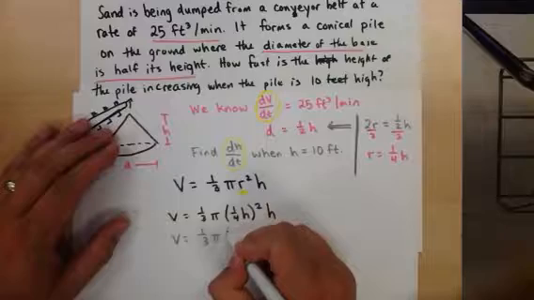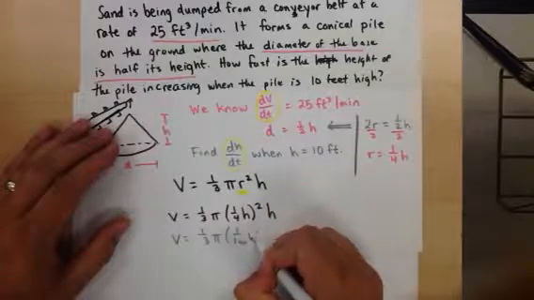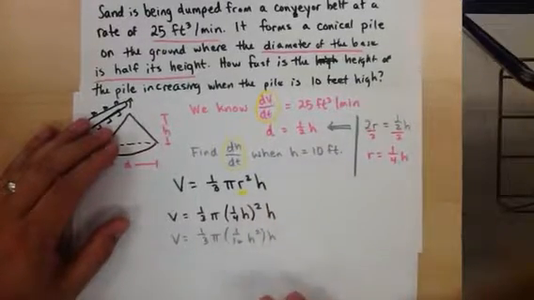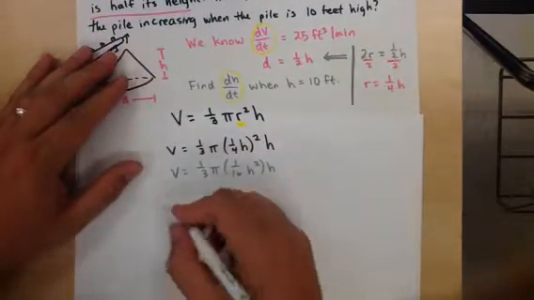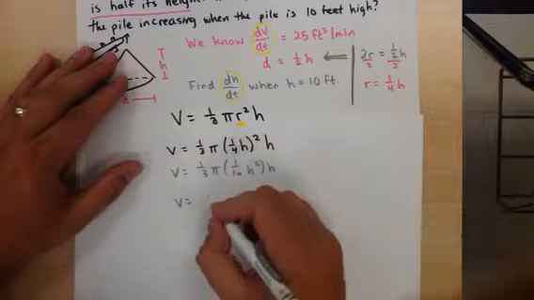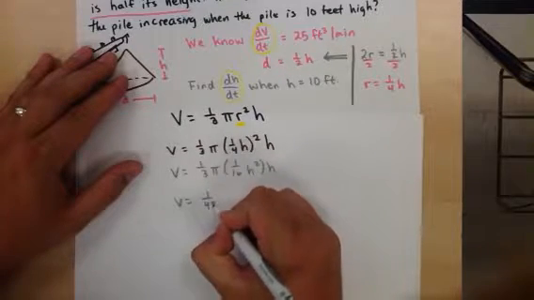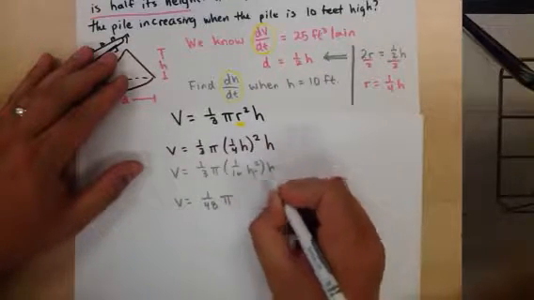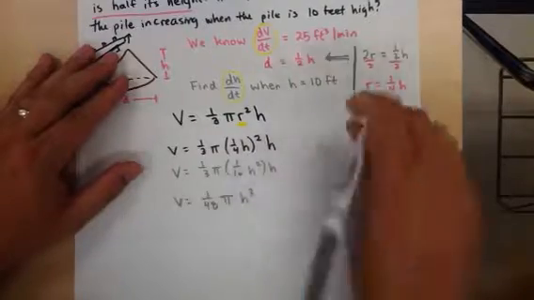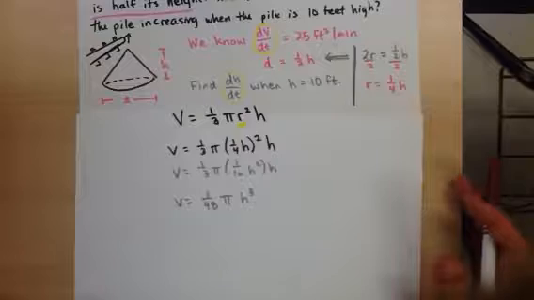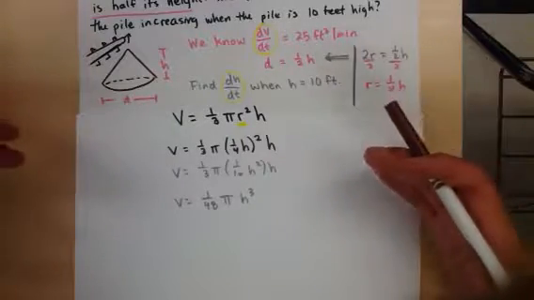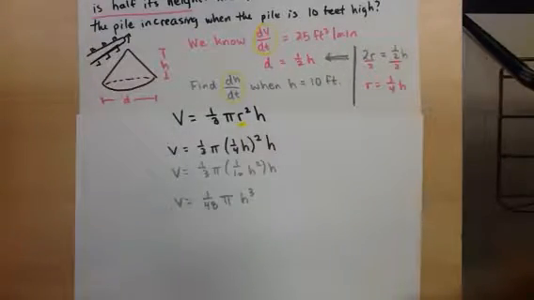Let's square the inside here, so that's going to turn into 1/16 h squared times h. And so my next step is going to be, okay, well, 1/16 times 1/3, that's 1/48 pi, and then h squared times h is h cubed. Now we're ready to take the derivative, okay? I think once you get to the calculus, it's actually an easy question. It's the setup on these related rate questions that are the challenge.